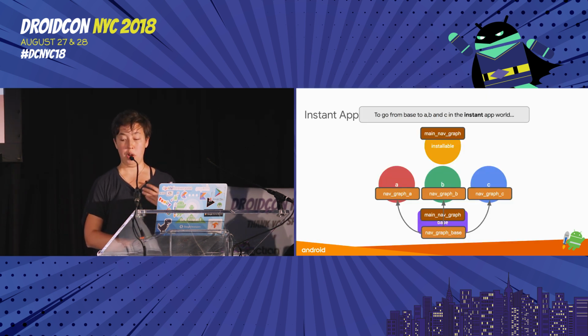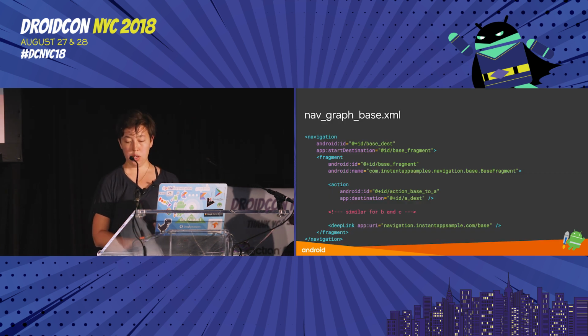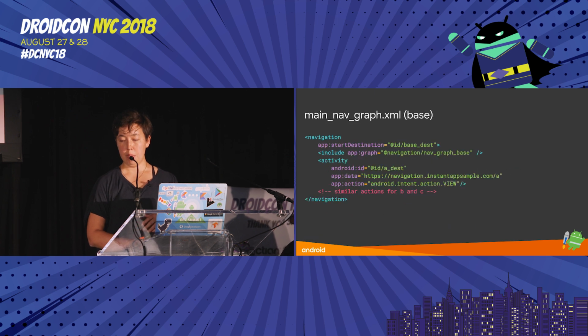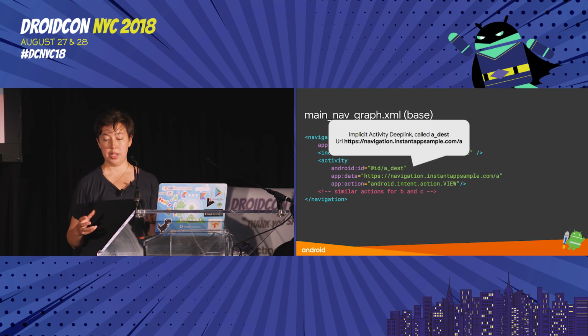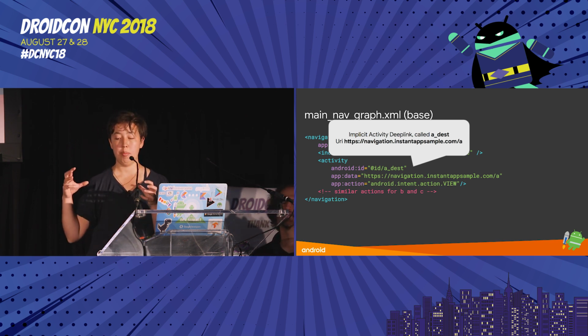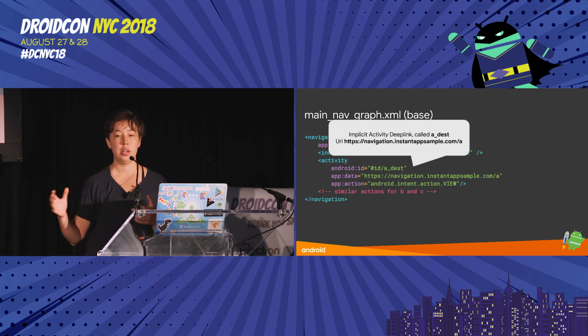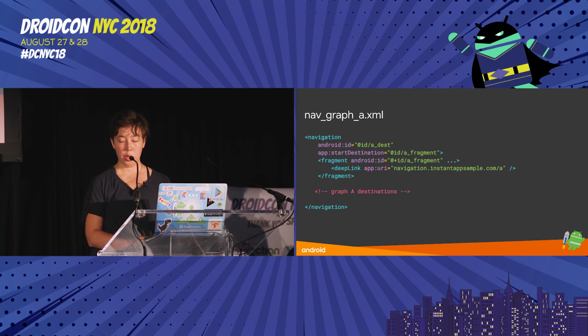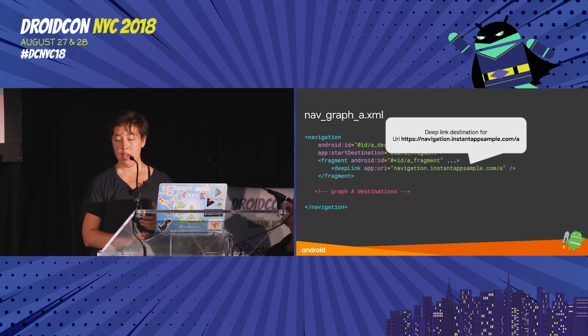Okay, so let's talk about if we were in an instant world. In an instant world, you are still triggering an action whose destination is a_dest. And in the base main nav graph, we have that implicit deep link that I showed before, and that ID is actually a_dest. So it's using an implicit activity deep link here, which is what you need to be able to launch between different features in an instant app world. And then finally, in the actual nav graph, this is where I set up that deep link. So I'm both sending out the implicit intent, and then within the nav graph, I also have this line to actually set up the deep link.